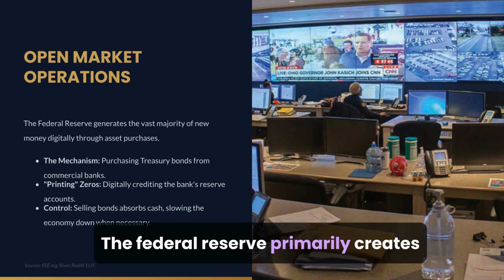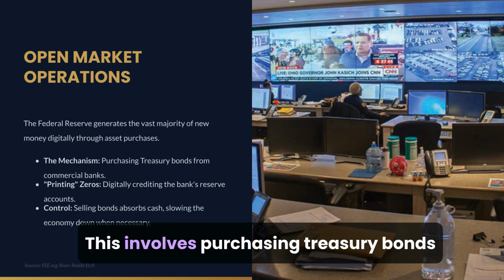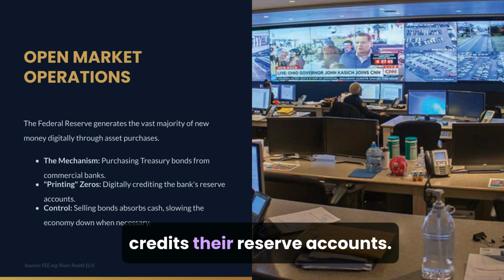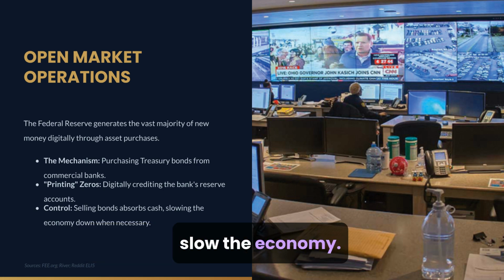The Federal Reserve primarily creates new money digitally through open market operations. This involves purchasing treasury bonds from commercial banks, which digitally credits their reserve accounts. Selling bonds is used to absorb cash and slow the economy.